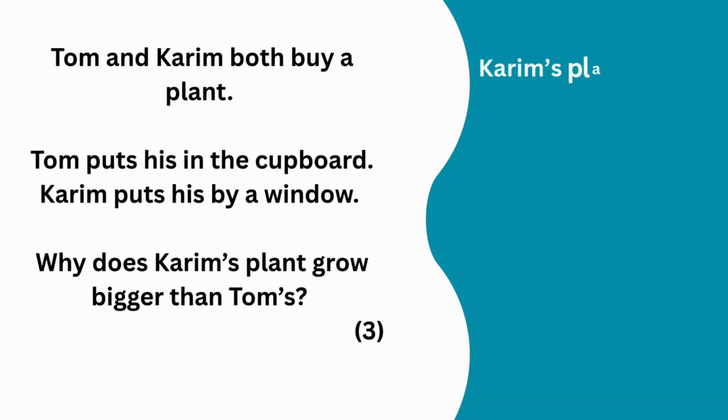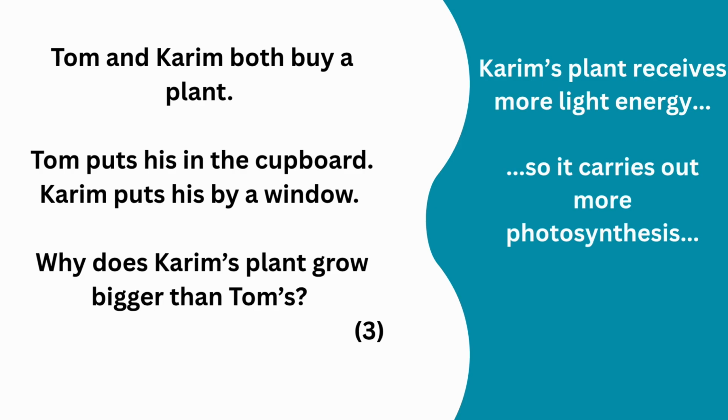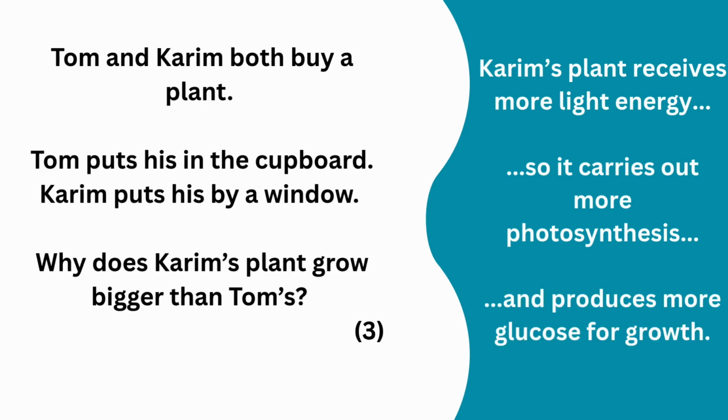So finally, let's talk about why Karim's plant grew better than Tom's. So the first mark is for saying that Karim's plant receives more light energy because it's close to a window. The next mark is for saying this means that it carries out more photosynthesis because more light energy means more photosynthesis. And the third mark is for saying that this means that the plant produces more glucose, which is great because it needs the glucose for growth.